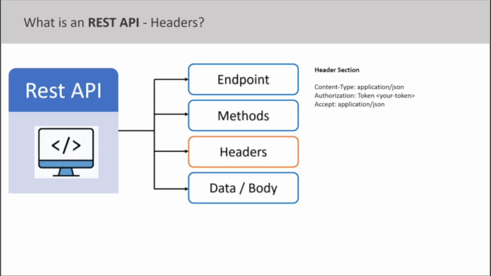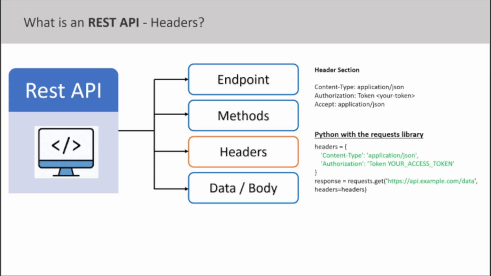If you are using Python with the requests library, it's a simple way. If you look at the code, there are the headers as we have discussed, and this is the request that contains your URL with the endpoint along with the headers. That's it. Just define your headers and attach them to the request. I hope it is quite easy.